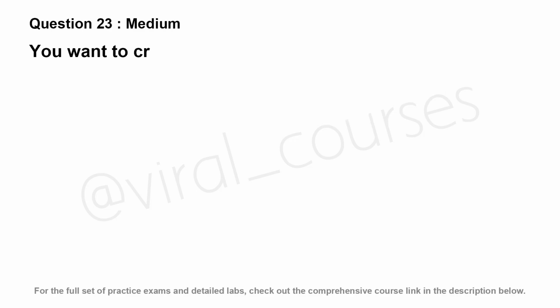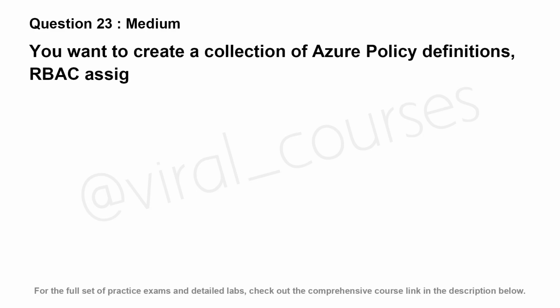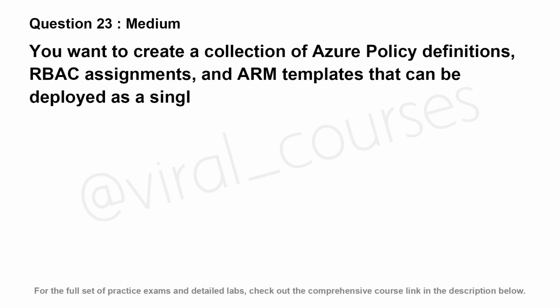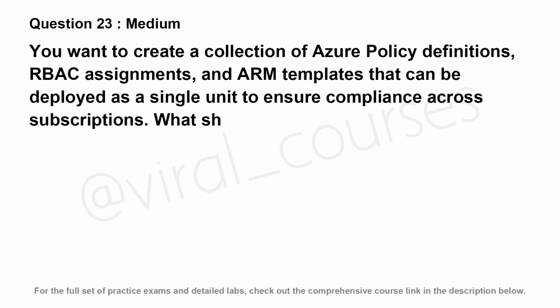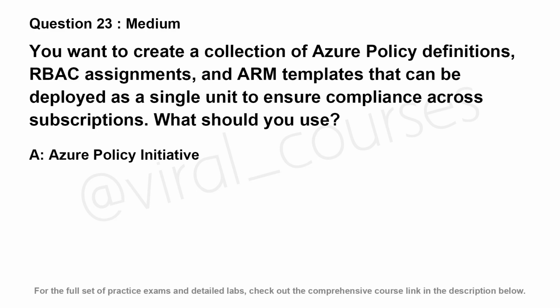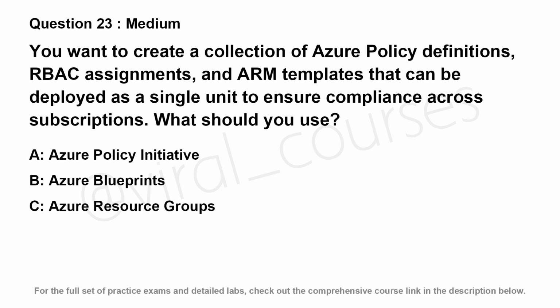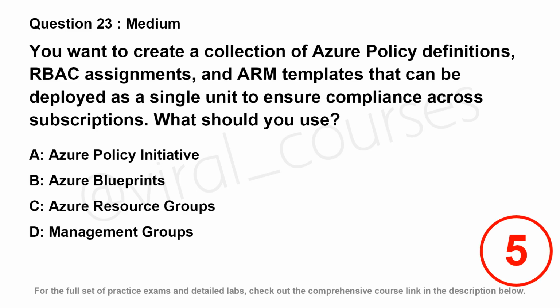You want to create a collection of Azure policy definitions, RBAC assignments, and ARM templates that can be deployed as a single unit to ensure compliance across subscriptions. What should you use? Option A, Azure Policy Initiative. Option B, Azure Blueprints. Option C, Azure Resource Groups. Option D, Management Groups.